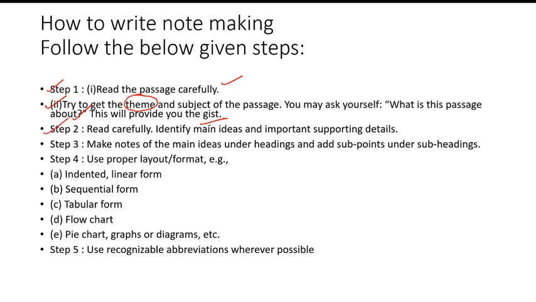Second step is read carefully, identify main ideas and important supporting details. This is what we are supposed to write in the note making. Some main ideas will be there, then supporting ideas to support that main idea. Step 3, make notes of the main ideas under headings and subheadings, under subheadings.